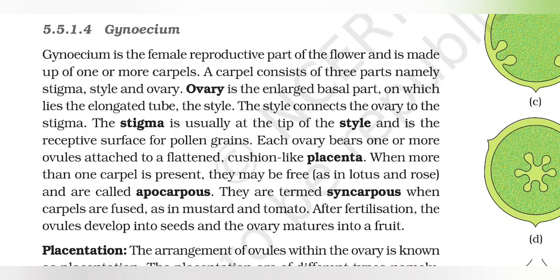Each ovary bears one or more ovules attached to a flattened, cushion-like placenta. When more than one carpel is present, they may be free, as in lotus and rose, and are called apocarpous. They are termed syncarpous when carpels are fused, as in mustard and tomato. After fertilization, the ovules develop into seeds and the ovary matures into fruit.